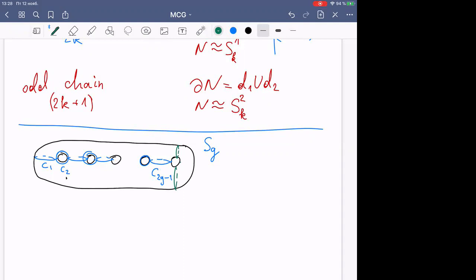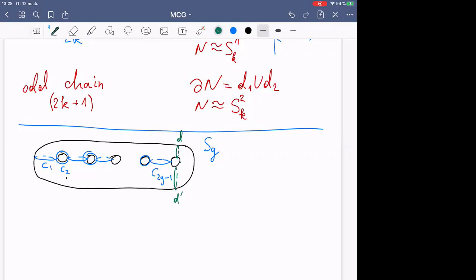Up to isotopy, of course, we could draw these green curves very close to C1, C2, up to C2G minus 1, but up to isotopy, these are these two curves, T and T prime. So we may, for a moment, forget about this cap and think just of a genus G minus 1 surface with two boundary components. But now I would like to add this cylinder on the right.